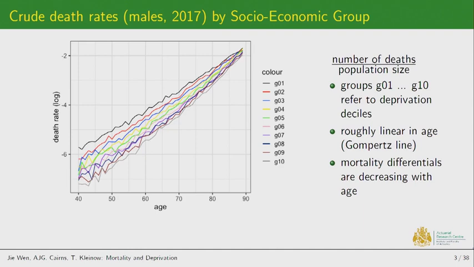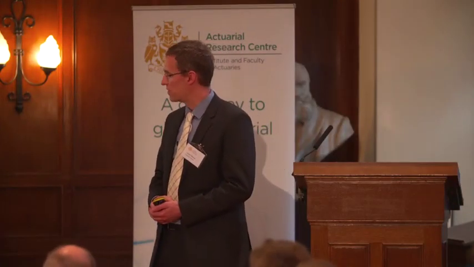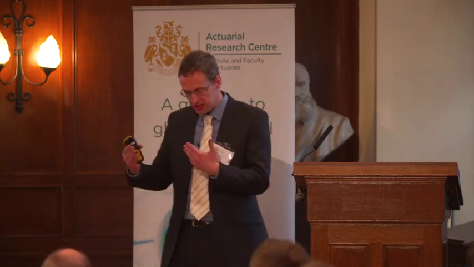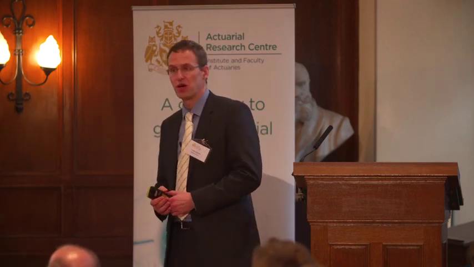And the 10 different graphs that we see here correspond to the 10 deprivation deciles, so measured by the index of multiple deprivation. Andrew has said a few words about it. I will come back to it later on and give you more details. But what is interesting here is that we have these 10 groups, G1 to G10, we call them here. So starting from the most deprived 10% of the population to the least deprived 10% in the population.